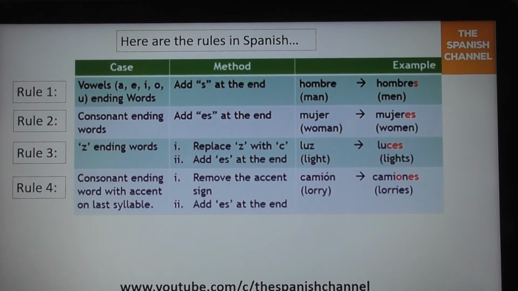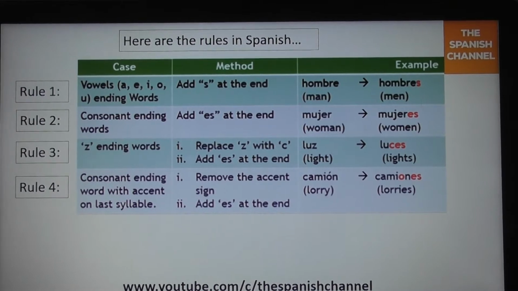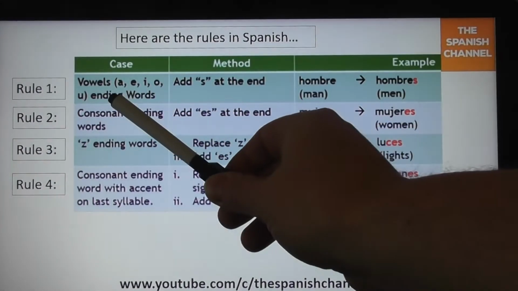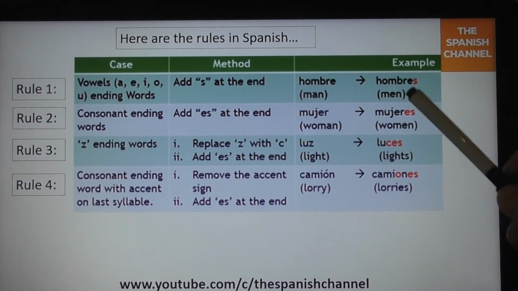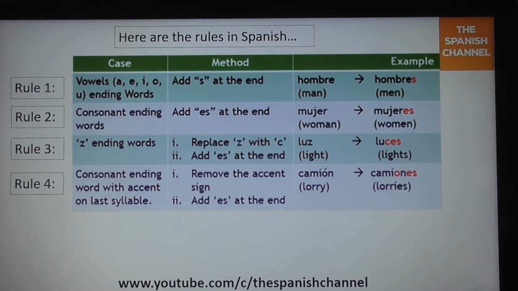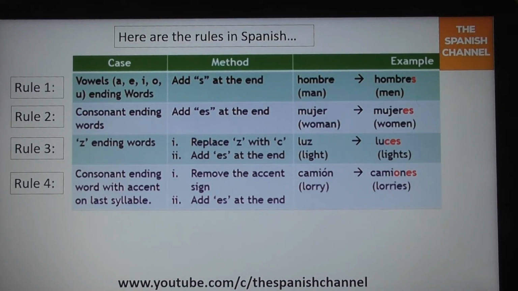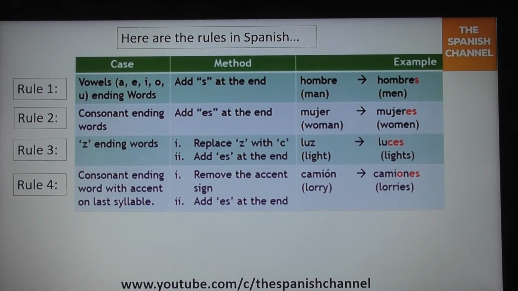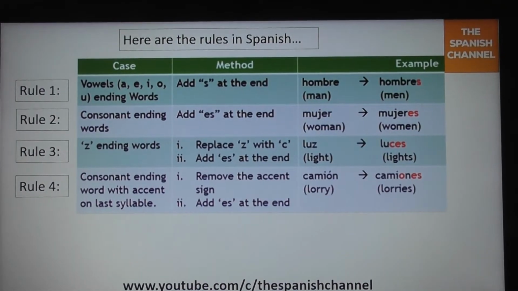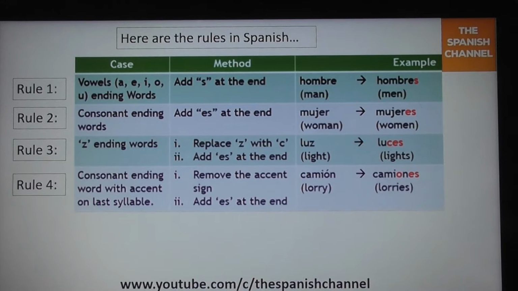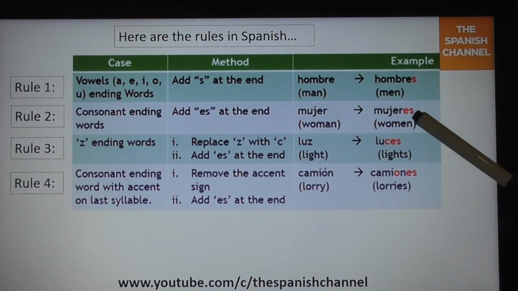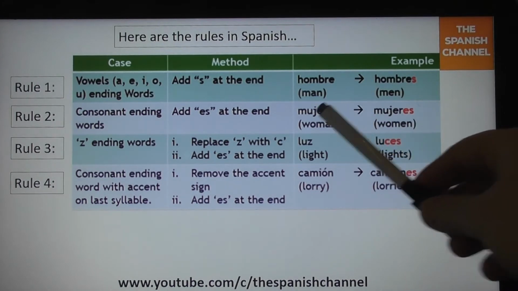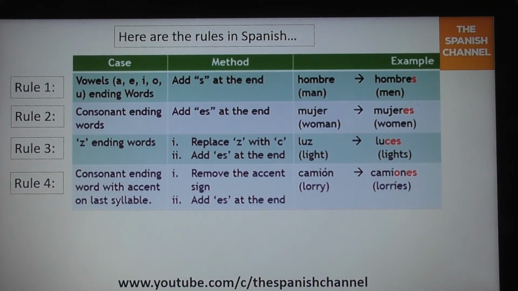It might sound like a cliche, but rule number one when you're making a noun plural in Spanish is if it ends in a vowel, you just need to add an S. For example, hombre, man, hombres, men. We've seen this before with words like piso, flat, pisos, casa, house, casas. Quite simply add an S. Rule 2, if the noun ends in a consonant, you need to add an ES. So for example, the word woman, mujer, we're going to put an ES at the end, mujeres. If you just put an S there, think about the pronunciation. You'd be saying mujers, which does not sound very Spanish at all.